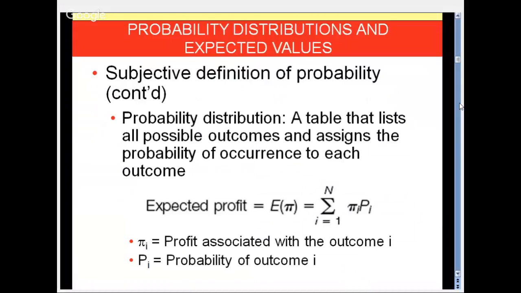Here we have a definition of expected profit. Under each occurrence, or what we call in economics states of nature, you'll have a certain profit level. You multiply those by the probability of that event occurring, sum them all up, and that would be your expected profit. In essence, it's a weighted average of profits under different scenarios, under different probabilities.